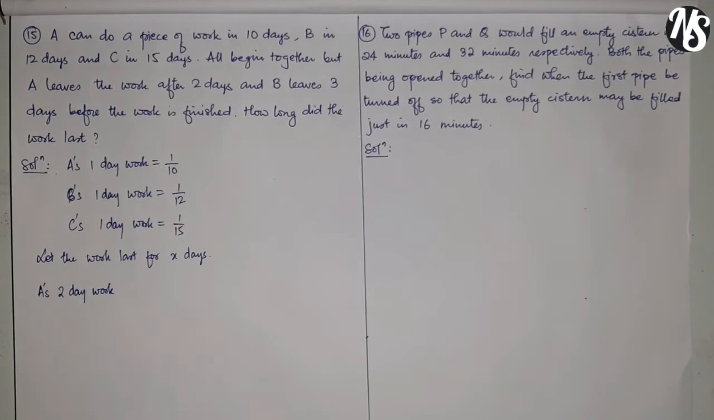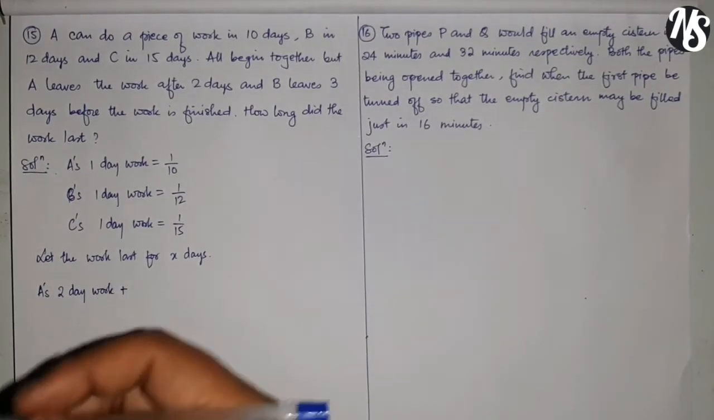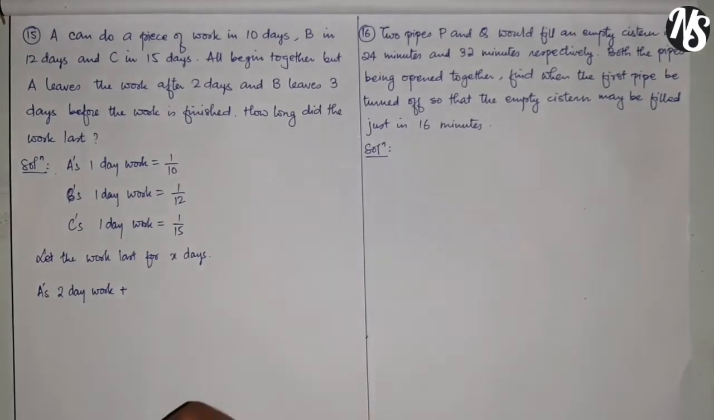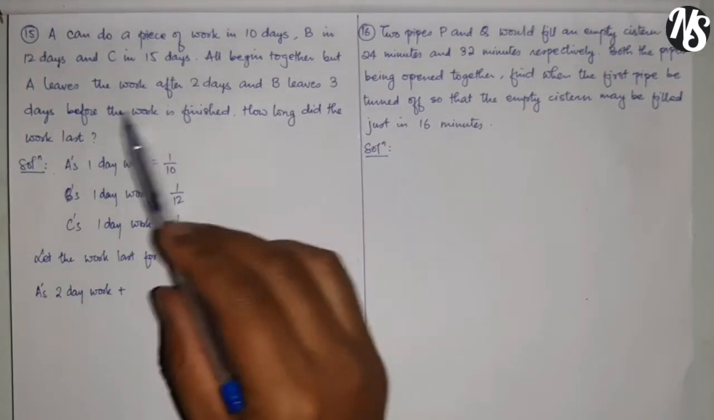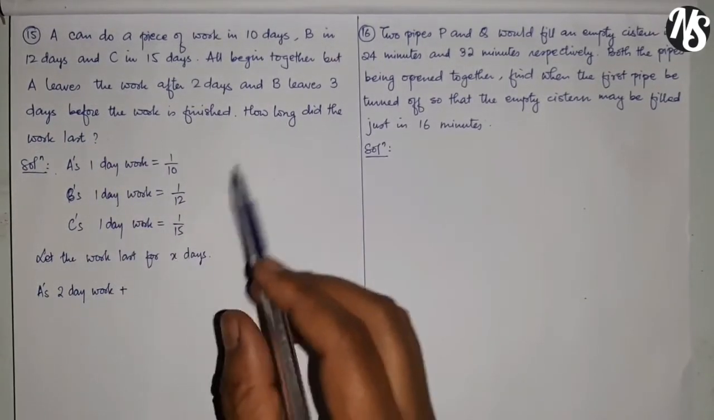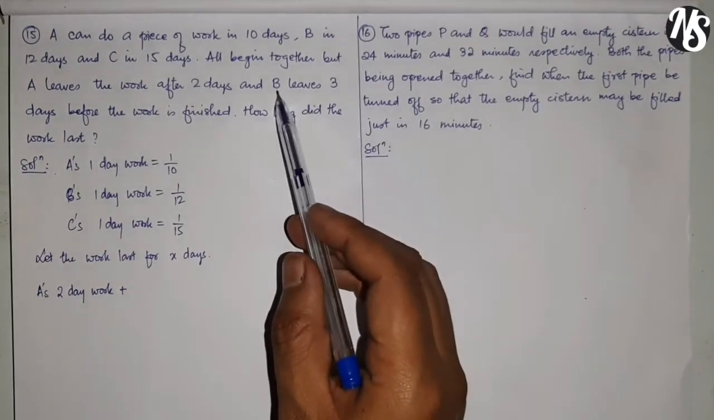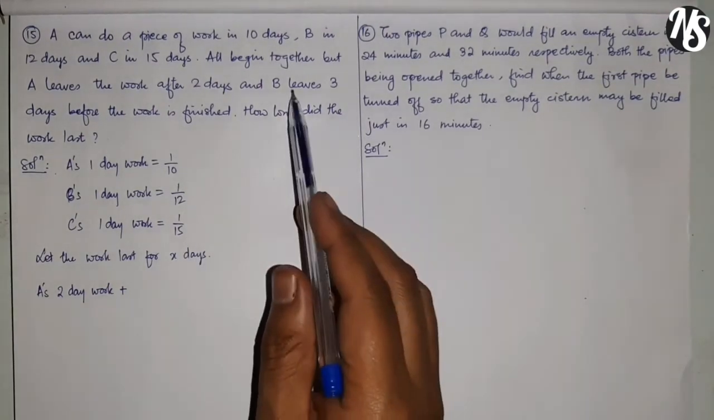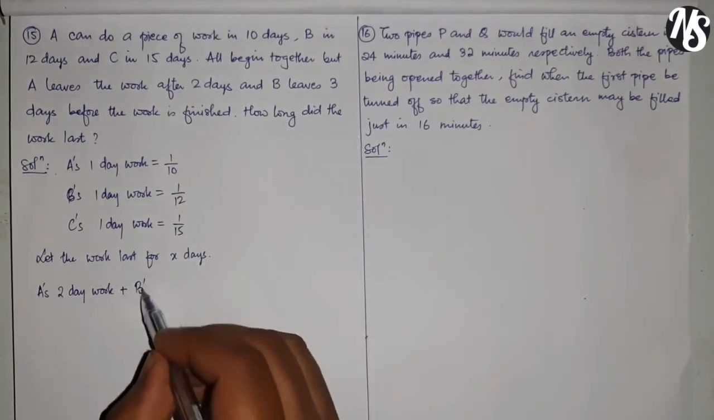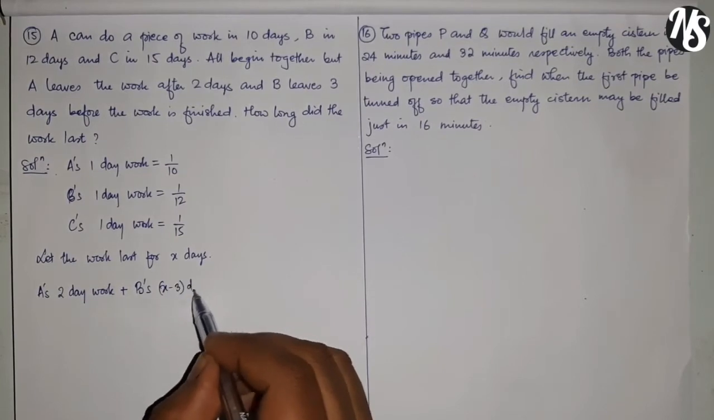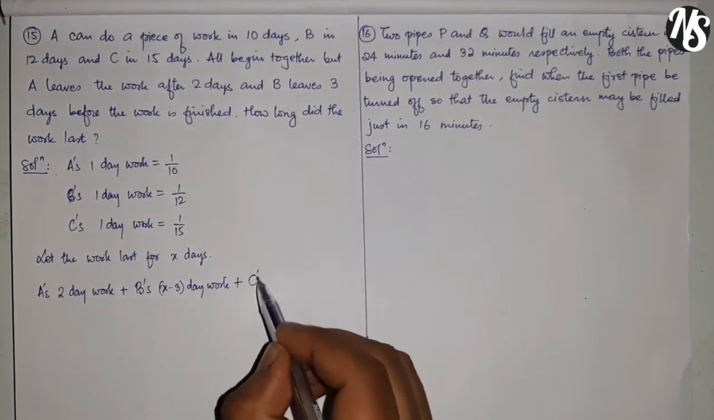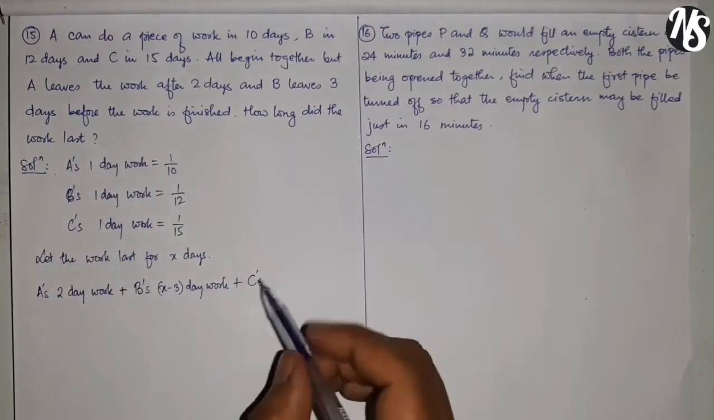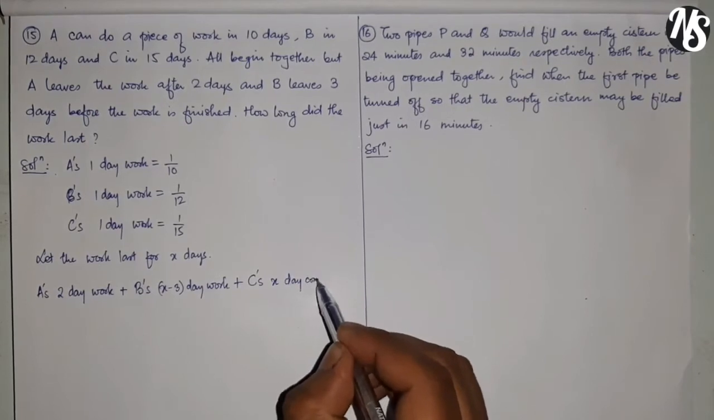Okay, now you know A's 2 day work. Okay, so how much part A has done in 2 days? If I add that with B's contributions, now you know B has worked for 3 days less than the number of days to complete the work, because it is said that B leaves 3 days before the work is finished. That means if total number of days is 10, then B works for 7 days. Okay, so similarly here, since the work is lasting for X days, B works for X minus 3 days. So that is B's X minus 3 day work, plus now C is the only person who does the work for X days, isn't it? So C's X day work.